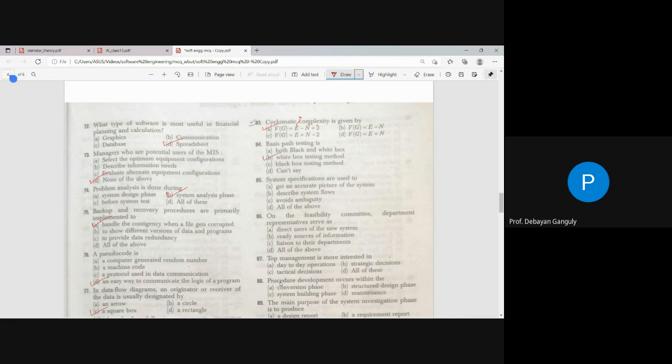85. System specifications are used to get an accurate picture of the system, describe the system flow, avoid ambiguity. That means all of the above. On the feasibility committee, department representative serves as all of the above. Top management is more interested in strategic decision. Procedure development occurs within the system building phase.